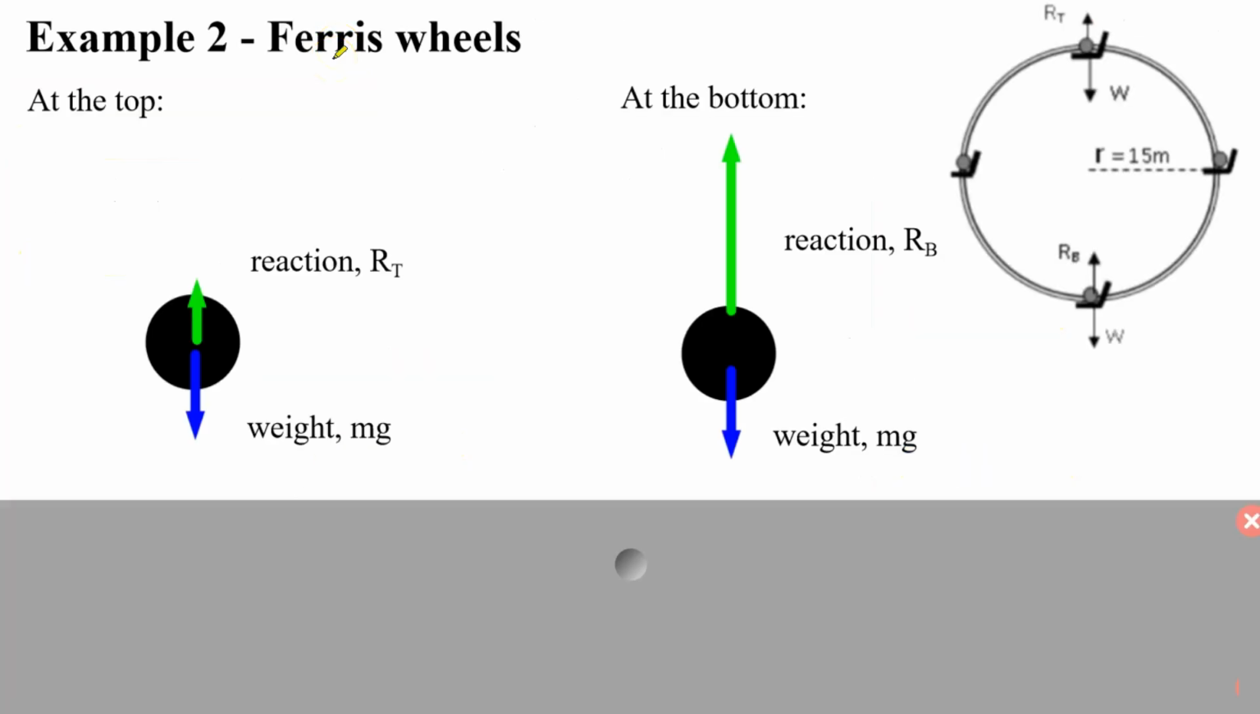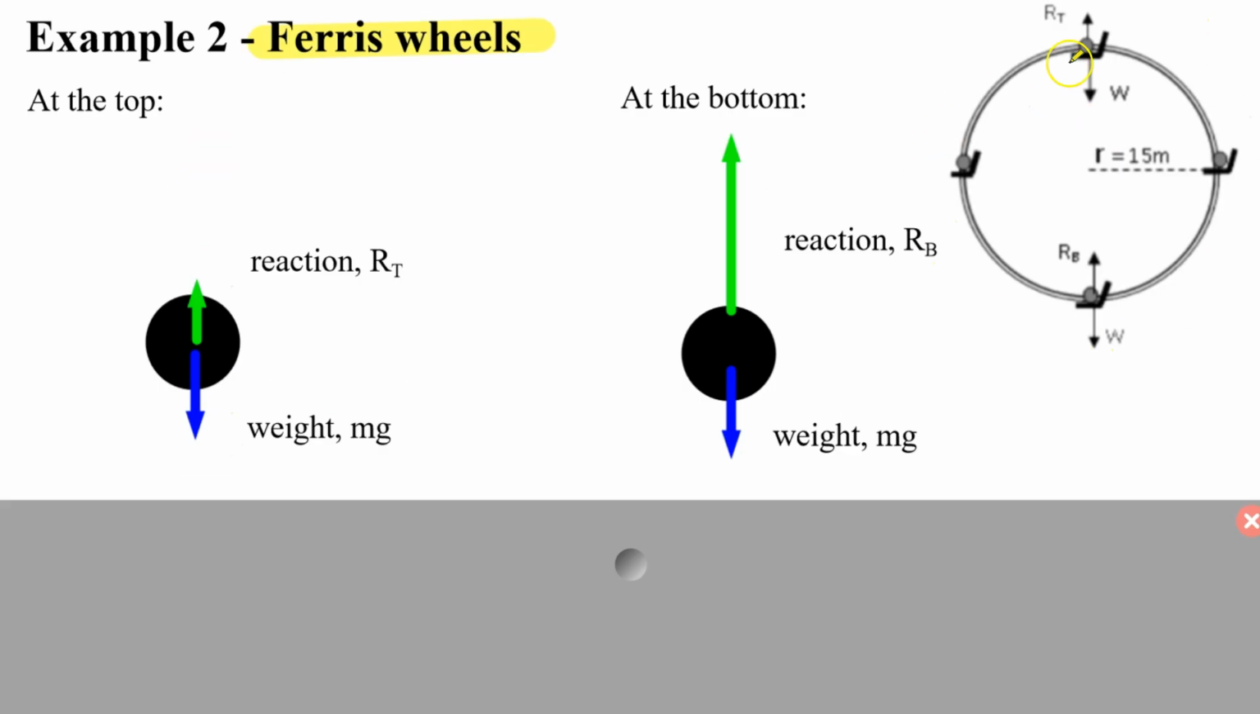Let's look at one final example in this video, and then in the second video in the series we'll look at several more examples and some more difficult scenarios as well. So this is Ferris wheels. As I said earlier in the video, you need to consider as many different applications as possible so that you are confident with understanding what the forces are, which direction they act in, and how they combine to make the centripetal force. So let's have a look at a Ferris wheel. At first glance it looks very similar to the previous example, but it is slightly different.